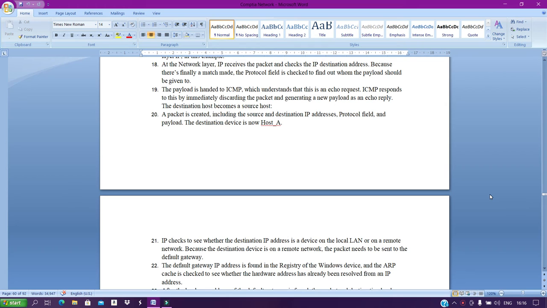New payload as an echo reply. Destination host becomes a source host. A packet is created including the source host, the destination IP address, protocol field, and payload. The destination device is now host A.